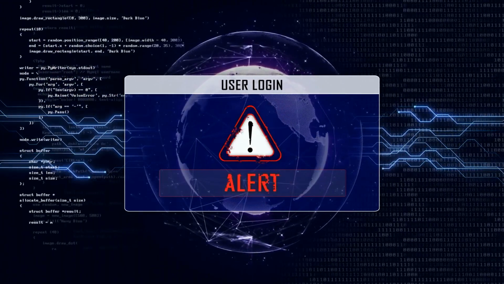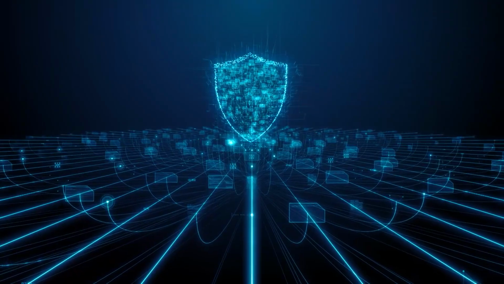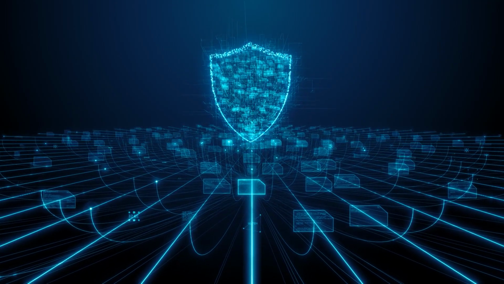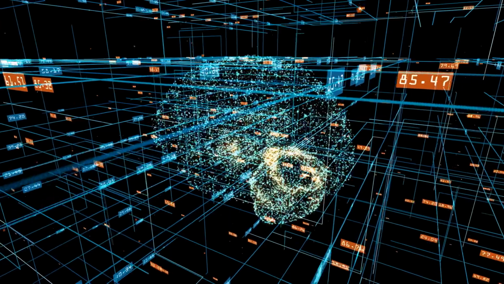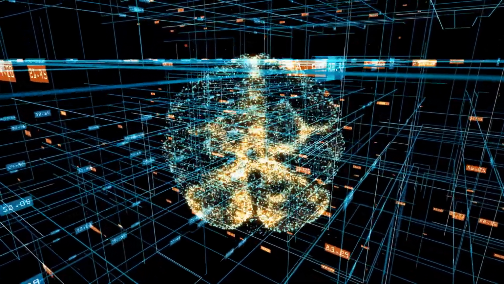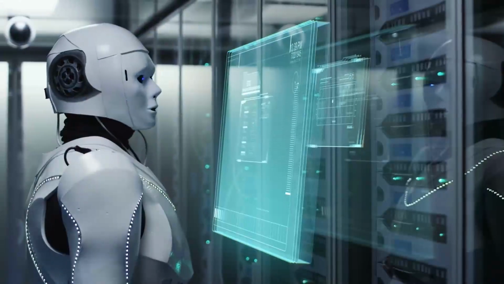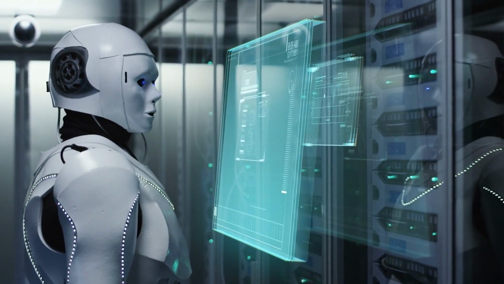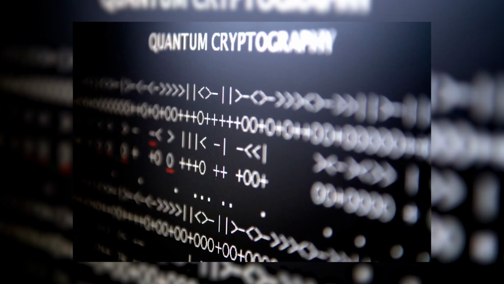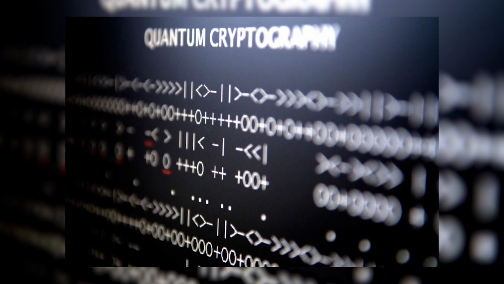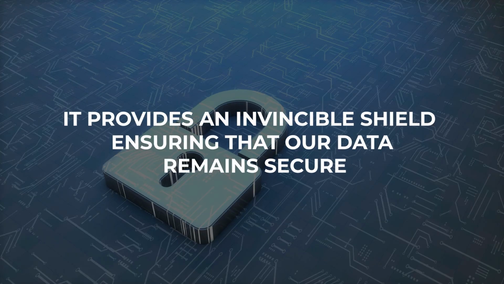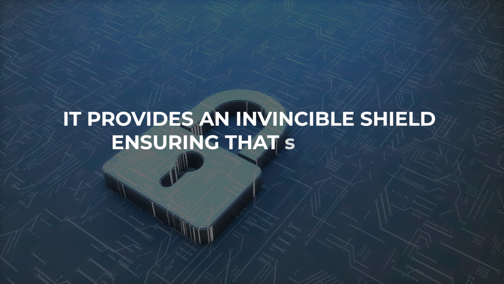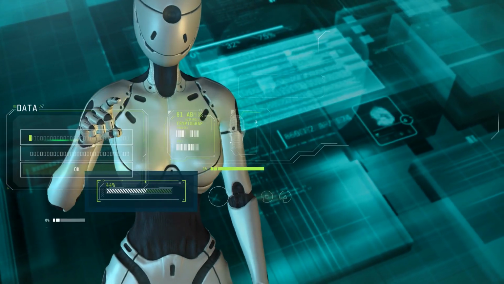It's like having a super secure line that's always on guard against unwanted eavesdroppers. The importance of quantum cryptography amplifies as AI-powered encryption breaking becomes a tangible threat. With AI learning to crack conventional codes at an alarming rate, quantum cryptography's resistance to AI decryption attempts is a game changer. It provides an invincible shield, ensuring that our data remains secure, regardless of the AI's capabilities.